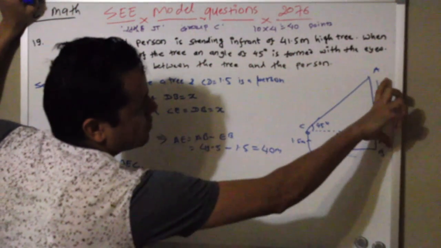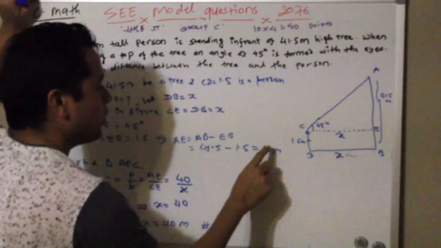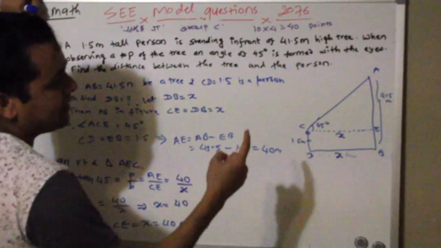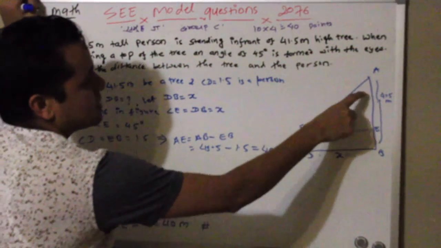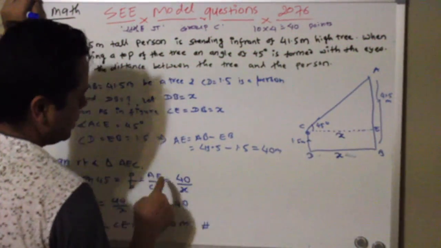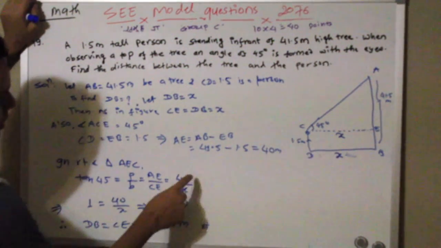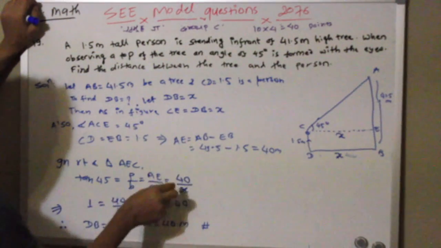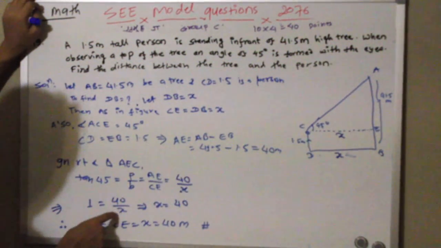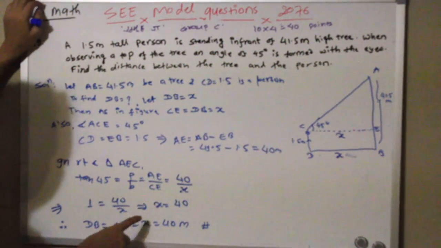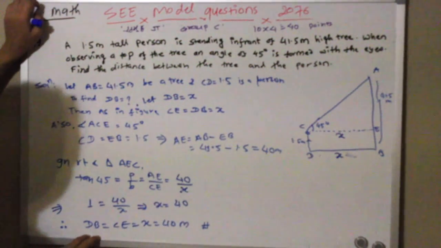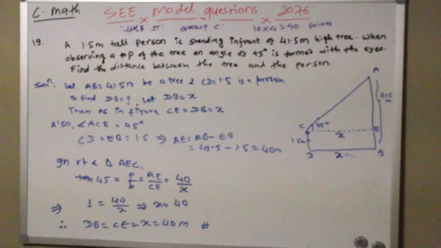Now I can calculate this, because this is 41.5 and this is 1.5, so the rest is 40. Now I have AE and CE. In right angle triangle AEC, tangent 45 means P over B, perpendicular over base, which is AE over CE. AE is 40 and CE is x. Tan 45 is 1, so 40 by x equals 1. When you cross multiply, x equals 40. Substituting, CE equals DB equals 40 meter. So that's the distance between the person and the tree. That's the answer. Thank you.